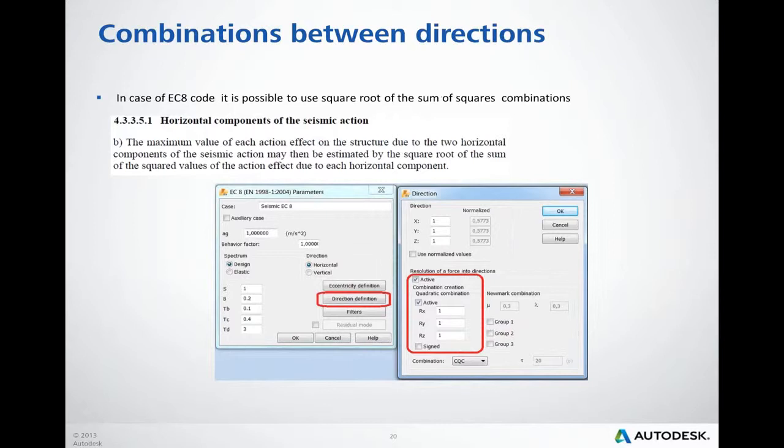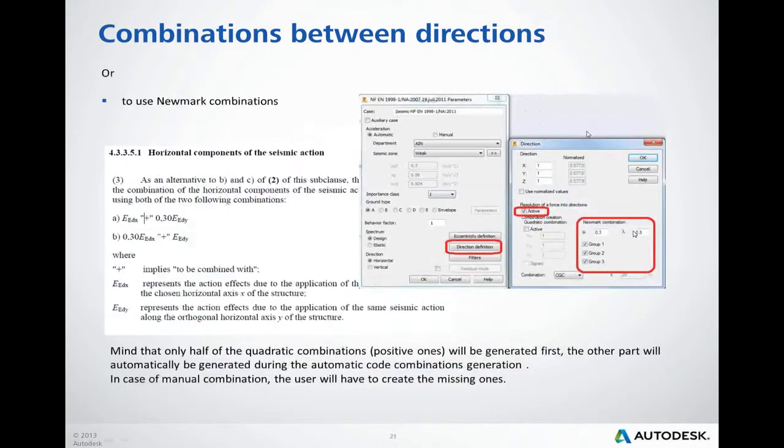Second level of combinations, combinations between directions. Either SRSS combinations can be used, which should be activated on the left side of the direction window, or numeric combinations. One hint: mind that only half of quadratic combinations, positive ones, will be generated. The other part will automatically be generated during the automatic code combinations generation. In case of manual combinations, the user will have to create the missing ones by himself.